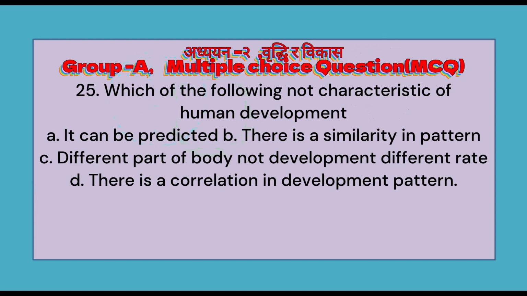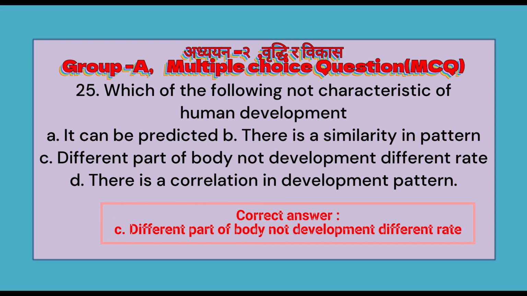25. Which of the following is not a characteristic of human development? A. It can be predicted. B. There is a similarity in pattern. C. Different parts of the body do not develop at different rates. D. There is a correlation in development pattern. Correct answer: C. Different parts of the body do not develop at different rates.